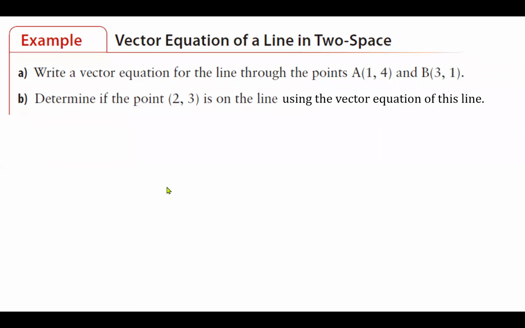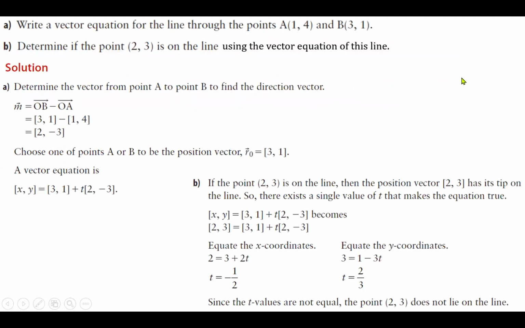Okay, have you finished? Then let's have a look at the solution together. First of all, we need to determine the vector from point A to point B to find the direction vector, right? Well, you can also find the vector from point B to point A. It does not matter as long as it's the direction vector of this line.